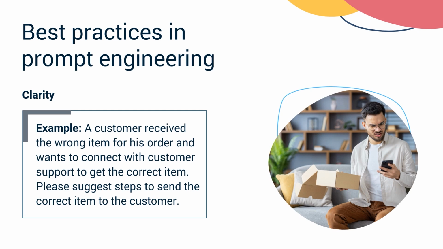Let's say you entered the prompt: as a customer, received the wrong item, and wants to resolve the issue. What should I do? This prompt does not specify the details of the issue or the desired outcome. Let's refine it for clarity: as a customer received the wrong item and wants to connect with support to get the correct item. Please outline the process to guide the customer in receiving the correct item, including any necessary steps, such as initiating a return or contacting the support team.